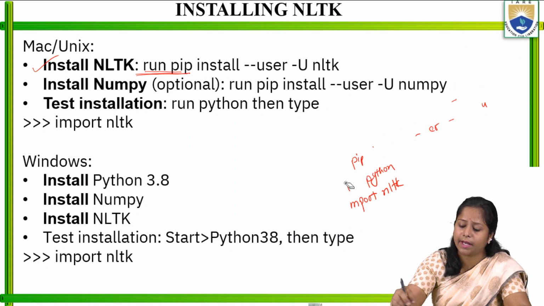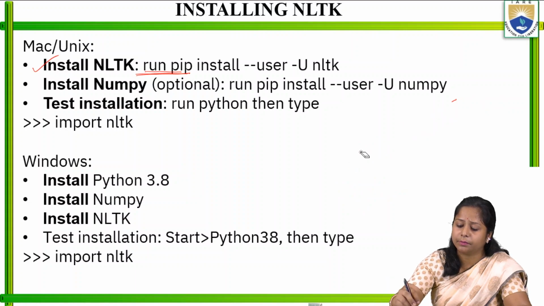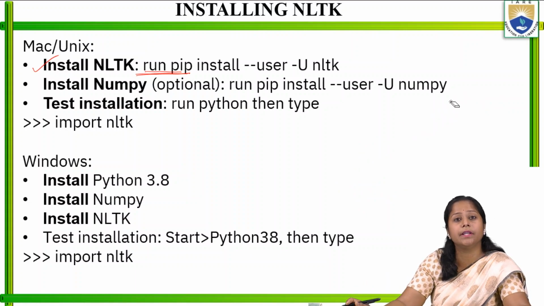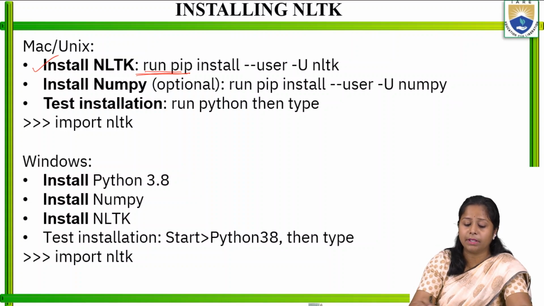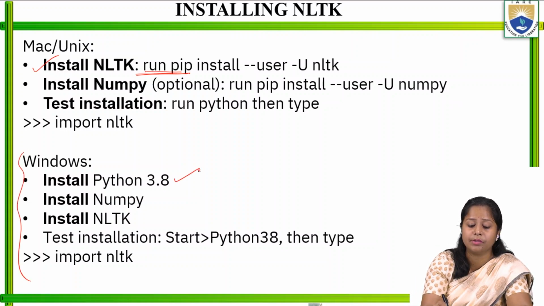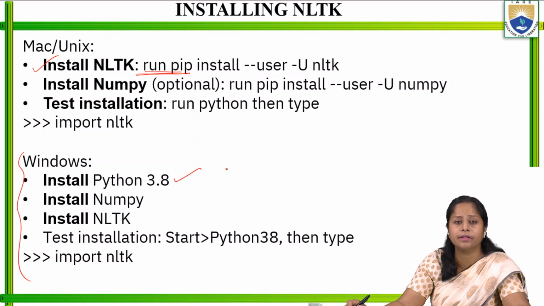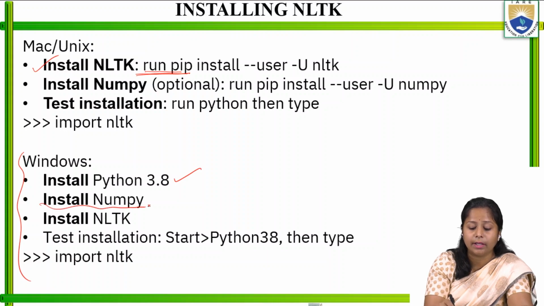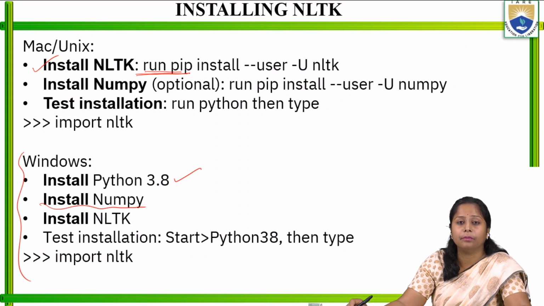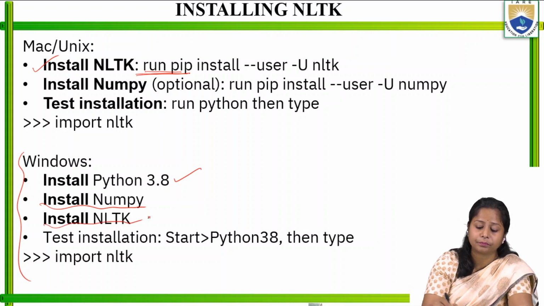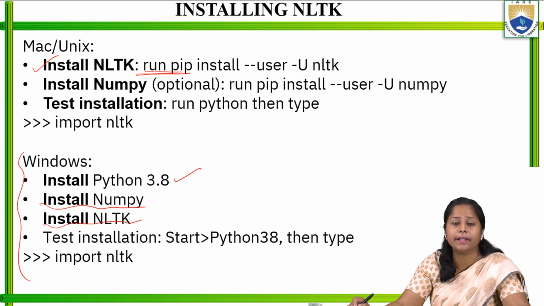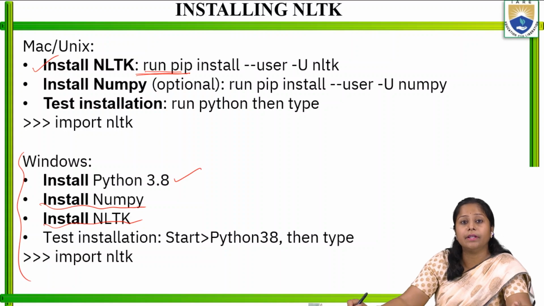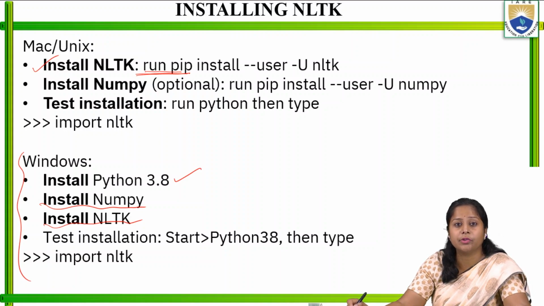Now on the Windows operating system, we need to install the same dependencies, but the first step is installing Python 3.8, or whatever version you need according to your purpose. It should be installed properly. In the next step you need to install NumPy. Then in the next step we need to install NLTK. So now we will install the NLTK library. Then we need to test the proper installation of these three.